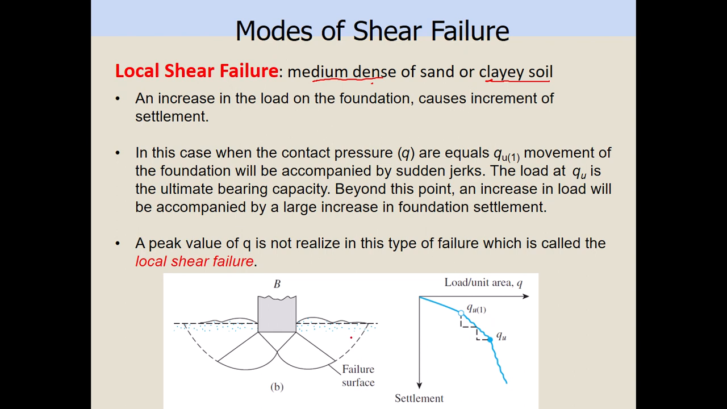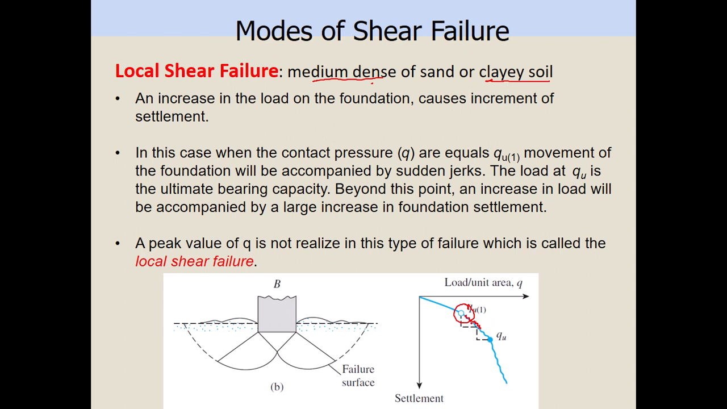If you see this figure, an increase in the load on the foundation causes an increment of the settlement, same as the previous condition. In this case, the contact pressure Qr equals Q1. A movement of the foundation will be accompanied by sudden jerks. After that, there are sudden jerks.